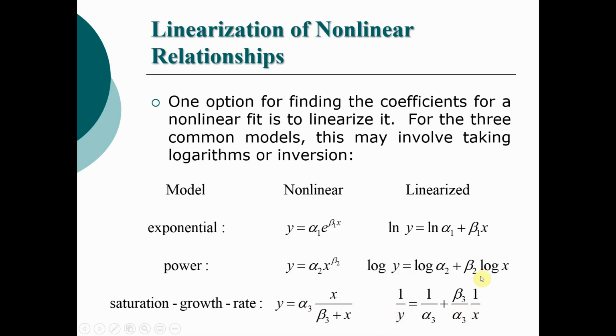You can rename inverse of x as capital X, right? And then again, you have a linear relationship between capital Y and capital X. So you can calculate the coefficients. This time the coefficients are going to be 1 over alpha 3 and beta 3 over alpha 3. Once you have these coefficients, you can actually calculate alpha 3 and beta 3.